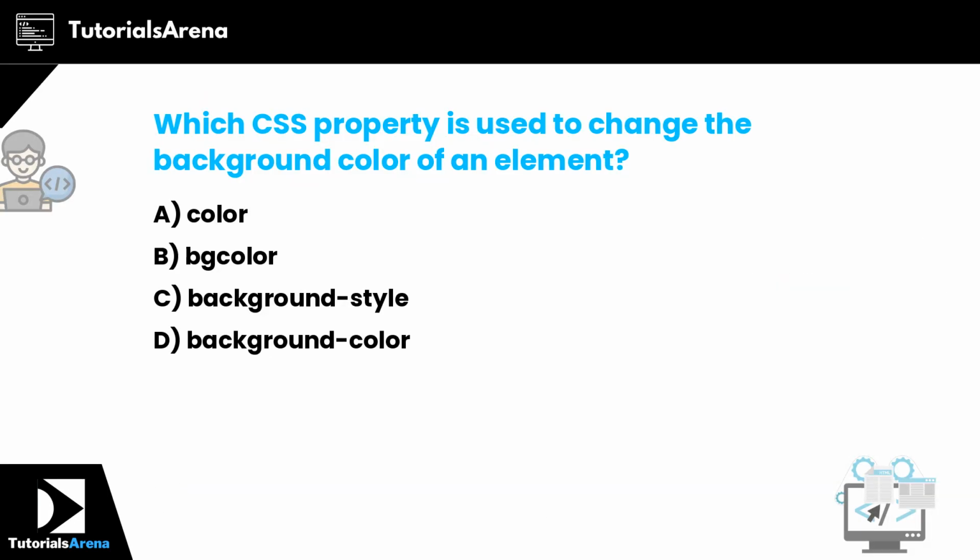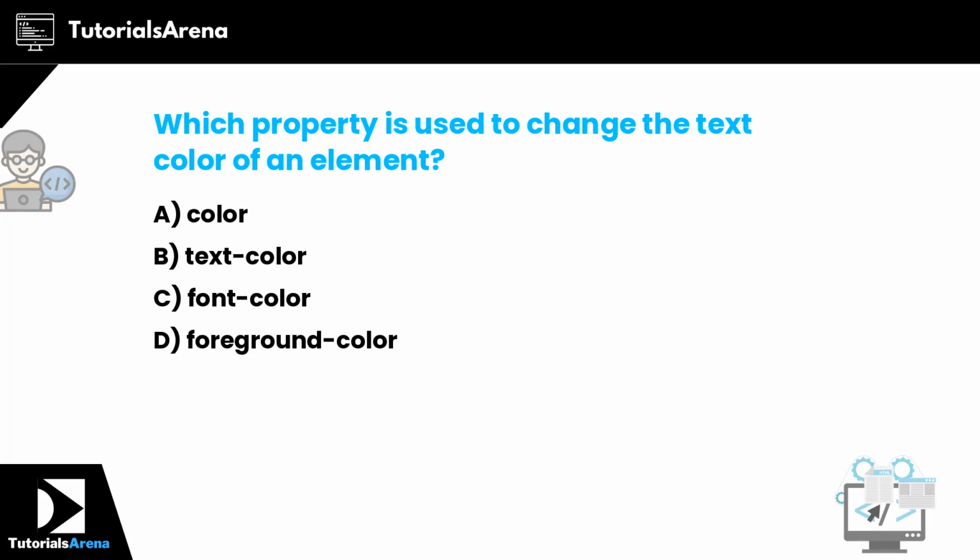Which CSS property is used to change the background color of an element? The correct answer is option D, background-color. Which property is used to change the text color of an element? The correct answer is option A, color.